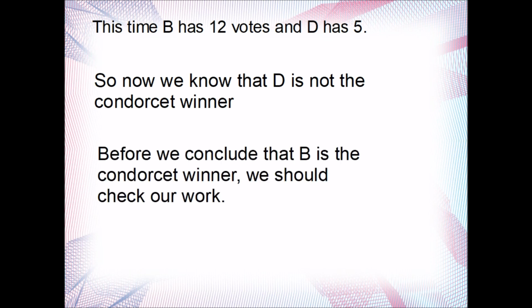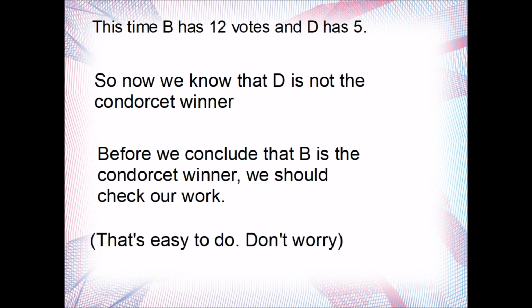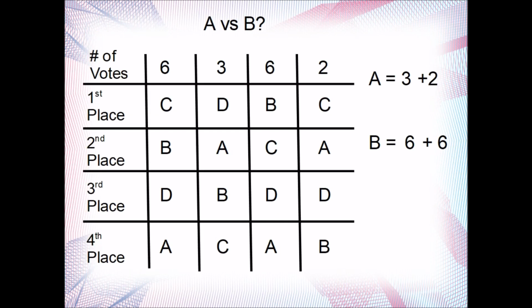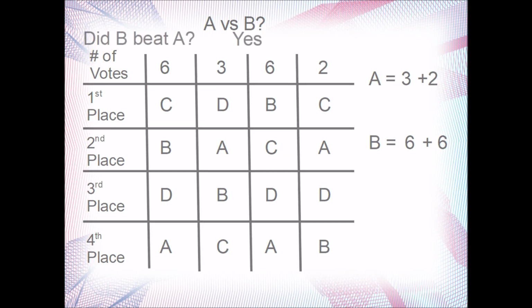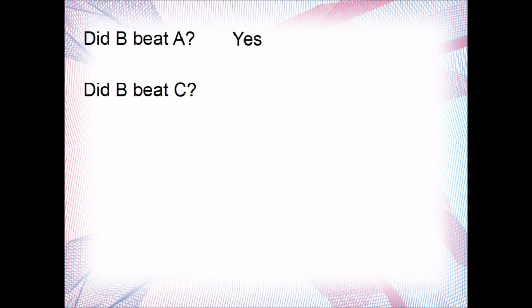Now before we conclude that B is the Condorcet winner, we need to check our work. I know people never like checking their work in math, but this is pretty easy, so don't worry about it. To ask, did candidate B beat candidate A? So let's check. Let's see. Looking at this, A has 5, B has 12. Yep, B beat candidate A. So I'll say yes. Did B beat C?